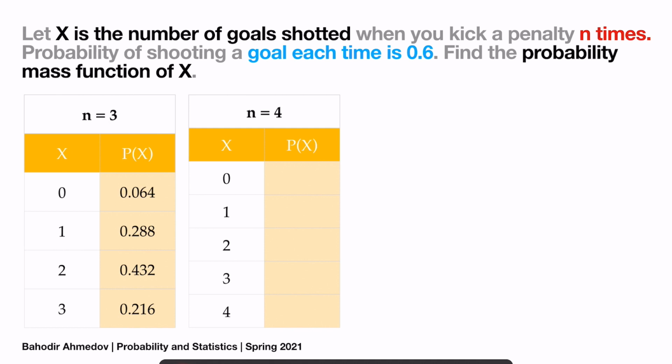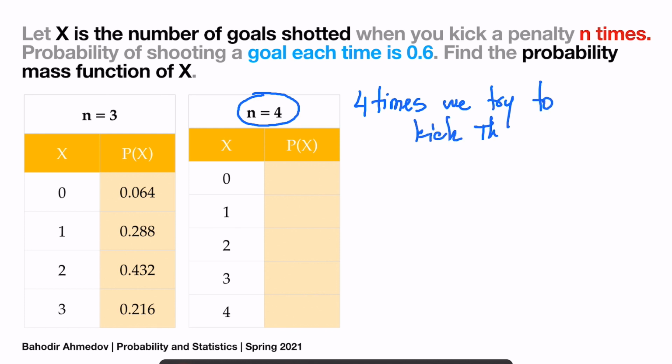So I hope that you understand what it means that n is equal to 4, k is equal to 2, and so on. Right? So n equal to 4 means that we are going to make our experiment 4 times. 4 times we try to kick the penalty. And every time we kick the penalty, the probability that we will make the goal is 60%.